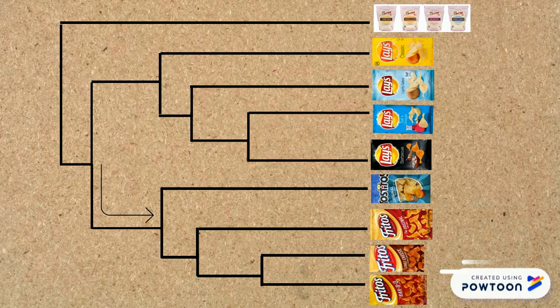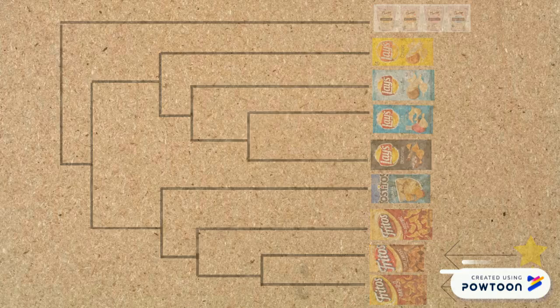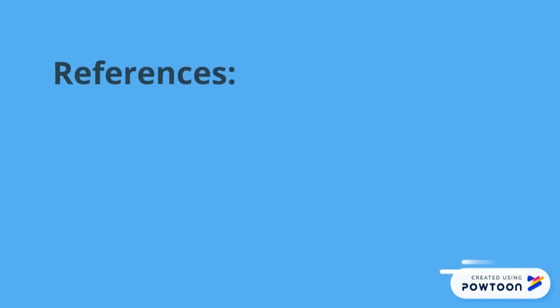Next, we can look to the corn chips on the lower half of the tree. Off of our first node, one branch leads to traditional tortilla chips and the other to corn tortilla strips, represented by the Fritos Original, and even further down, the flavored corn tortilla strips, chili cheese, and barbecue. These flavored OTUs share the most recent common ancestor. This concludes the phylogenetic tree example.